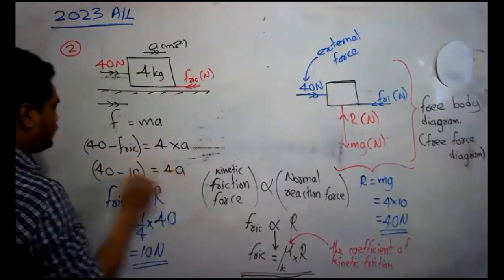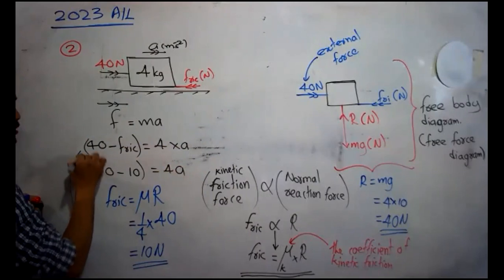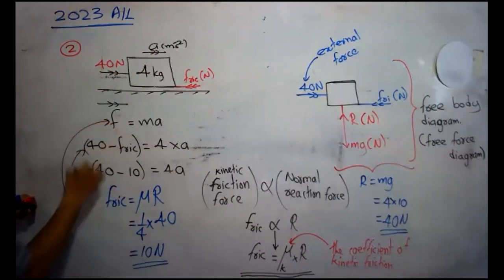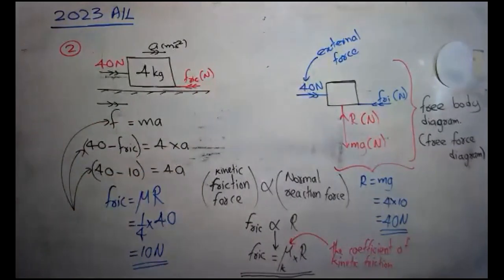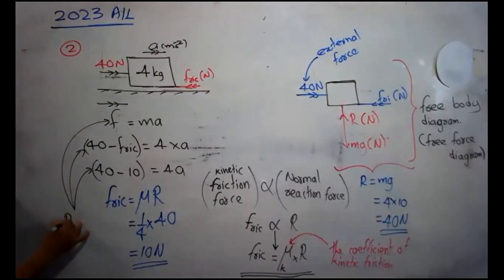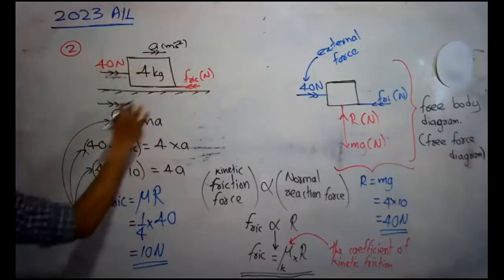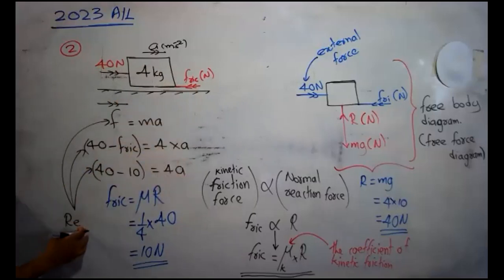equals 4A. What is the scientific term that we use to name this 40 minus 10, dear? What is it called? Resultant force. Very good. This is known as resultant force. Please write this. No need to draw the figure. Write this and name this as resultant force.